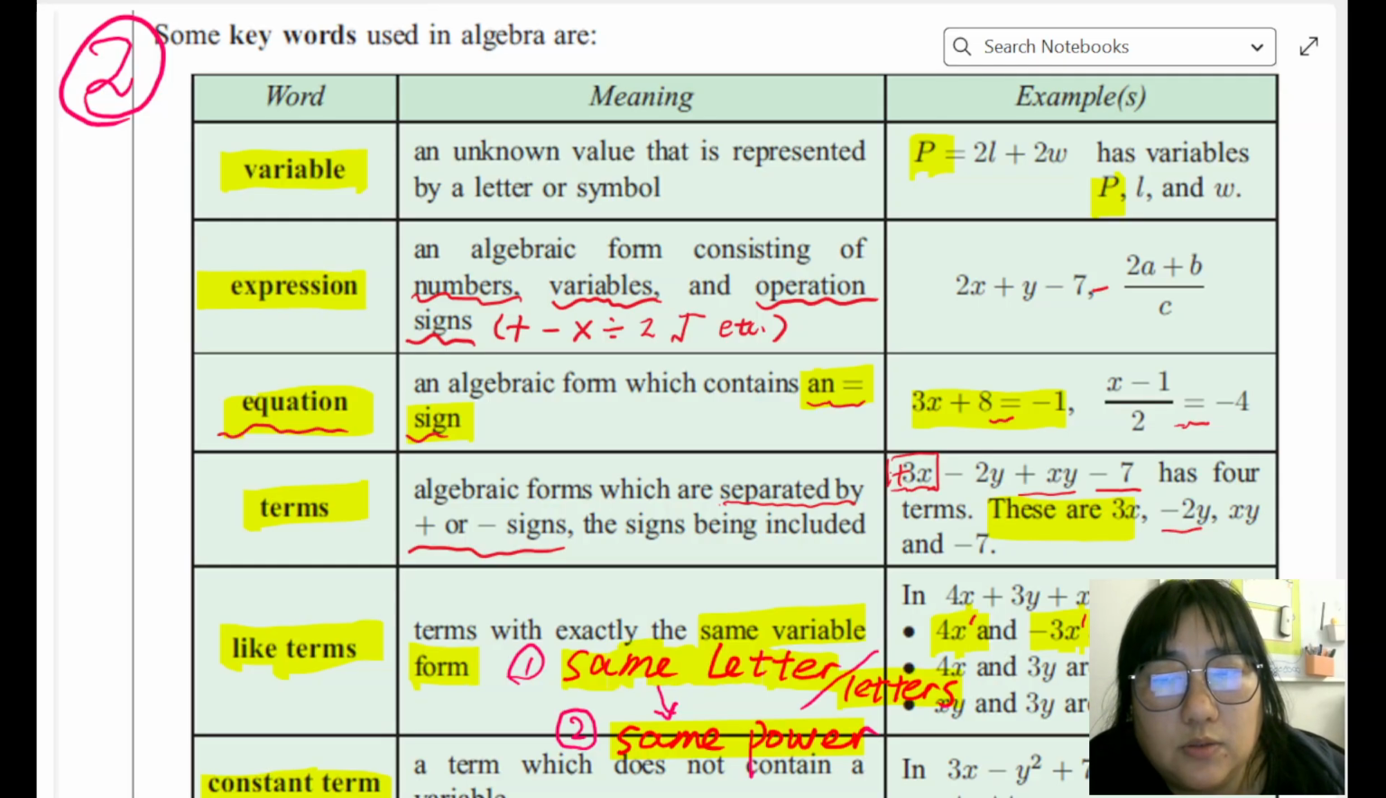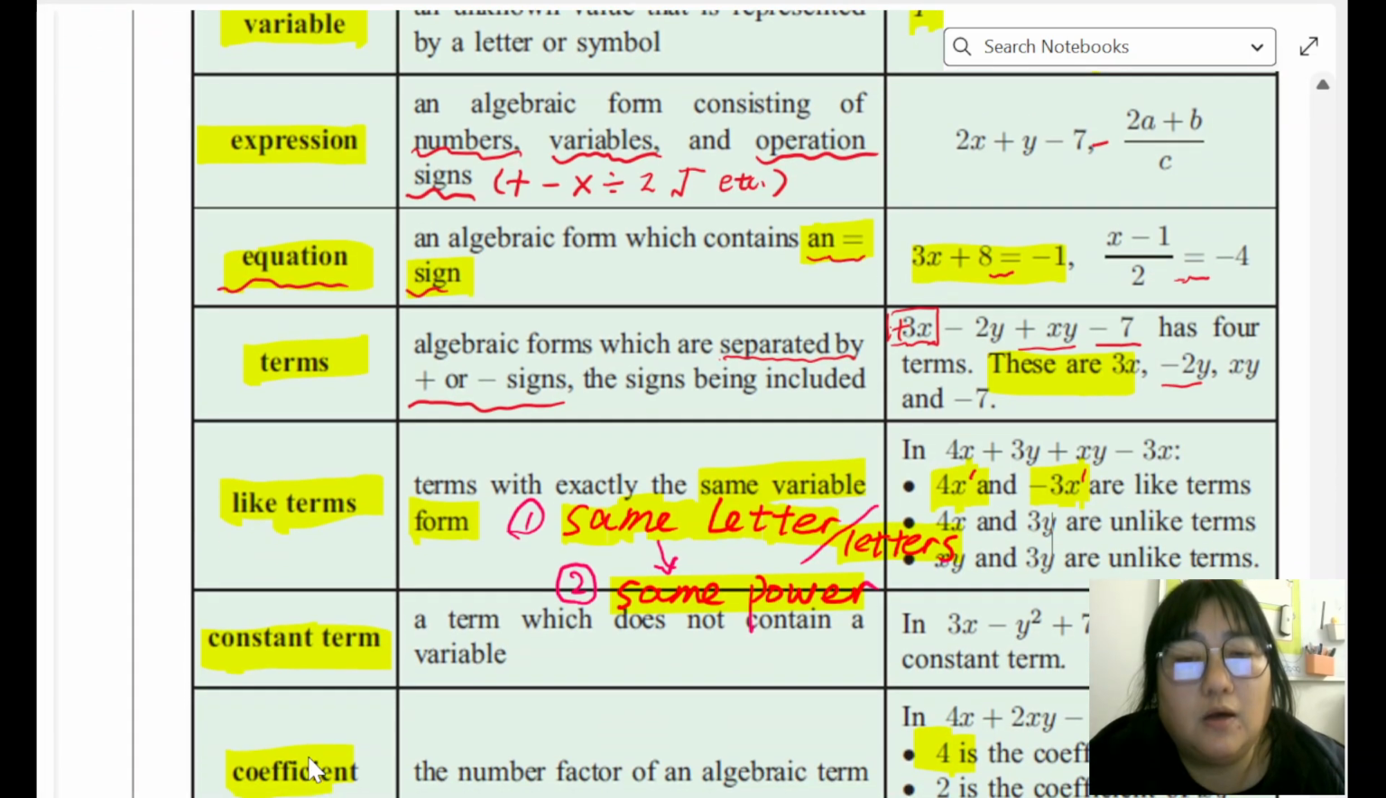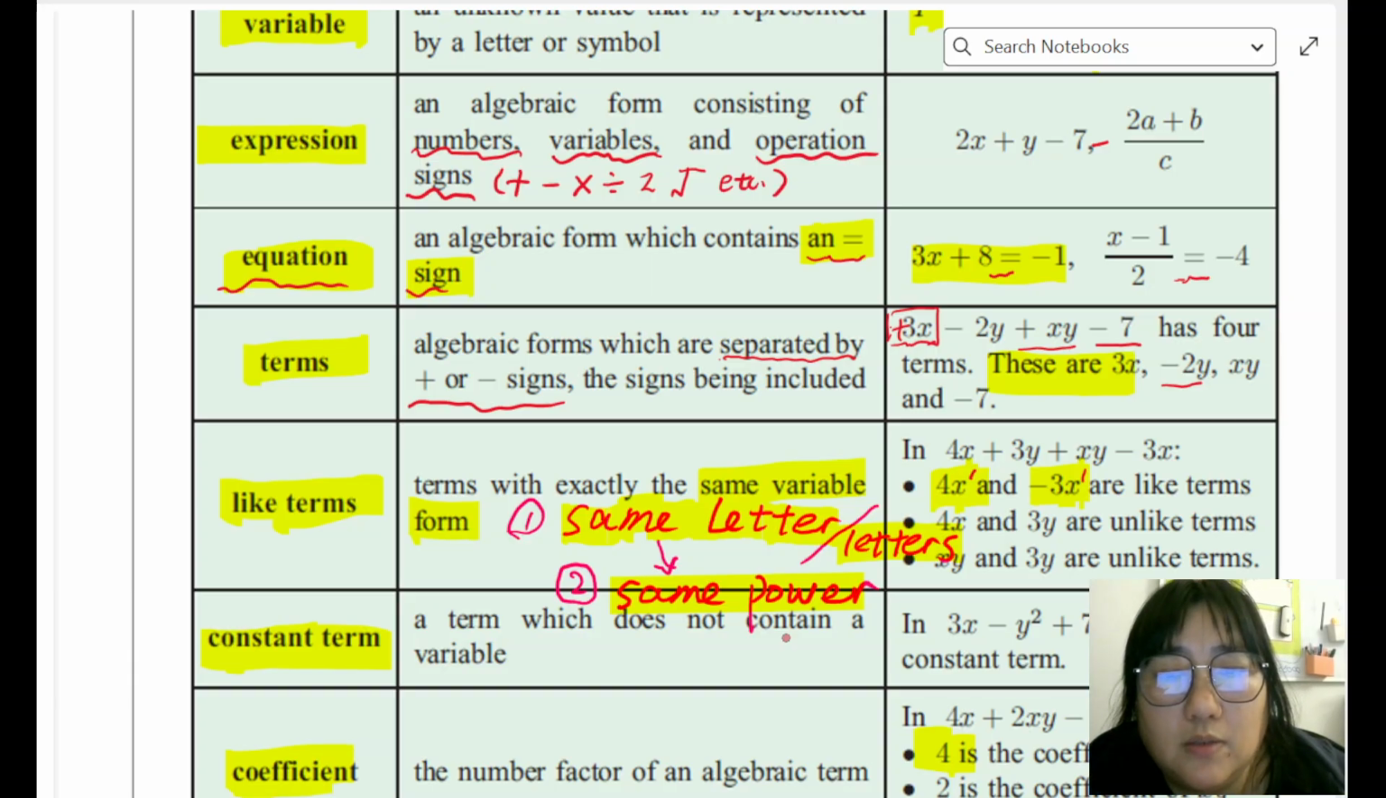The next two are not like terms, okay, because they have different letters. One is x, one is y. And the last ones are also like terms. Then the next one will be constant term. For the constant term, the basic idea you have to know is it doesn't contain a variable, so it only contains a number.